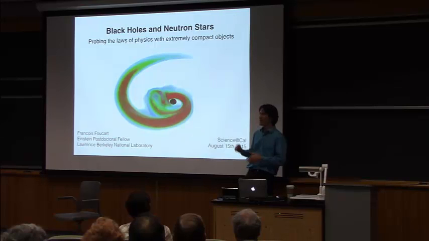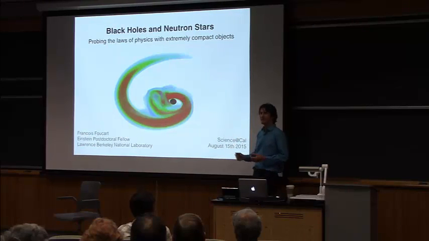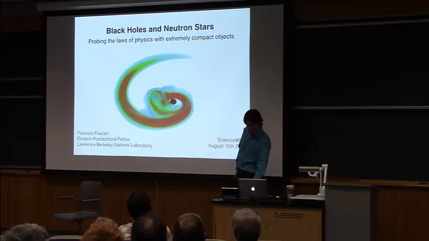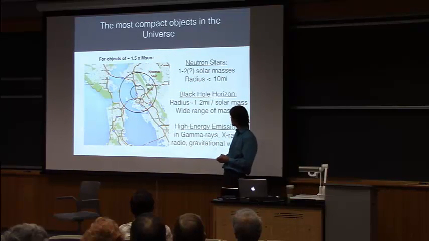This is, for example, one type of event involving black holes and neutron stars that we hope to observe. One of the most extreme events involving black holes and neutron stars, this is a numerical simulation of a neutron star being ripped apart and partially swallowed by a black hole. And I'm going to get to that type of event towards the end of the talk. But first, let's look at what black holes and neutron stars are and how we form them.